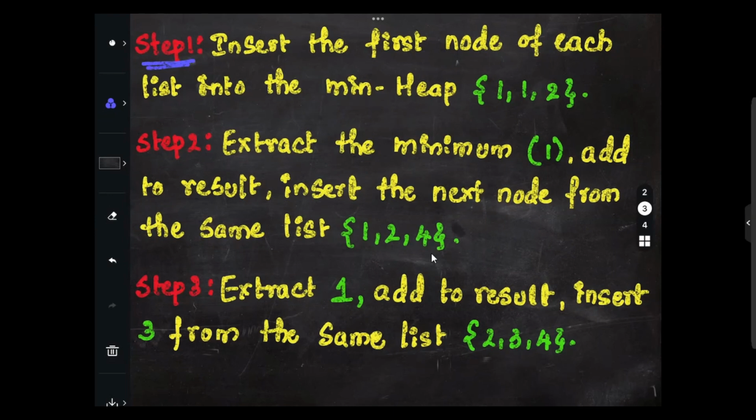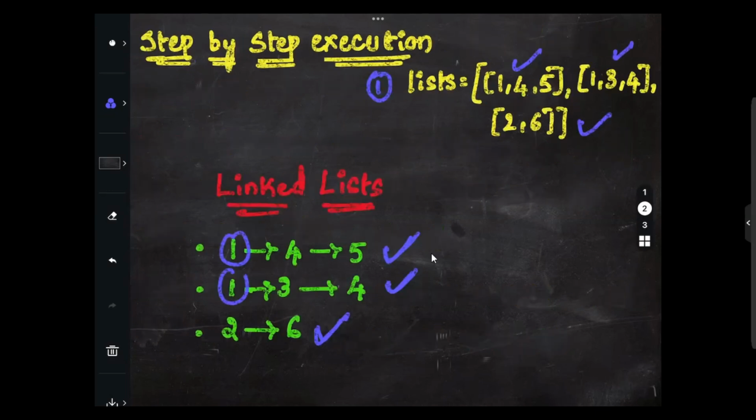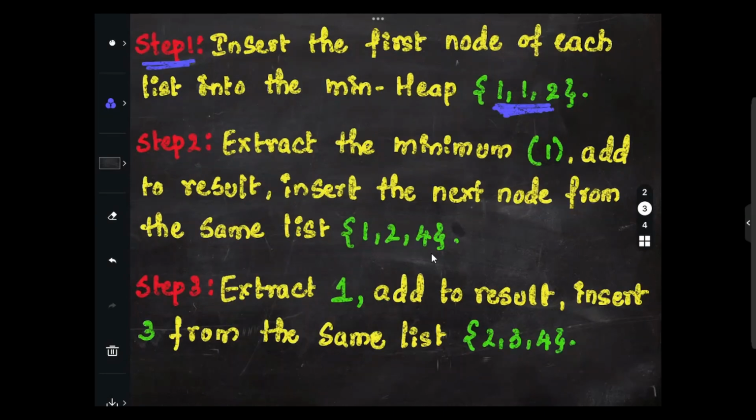Just keep this in mind. We will insert the first node of each list into the min heap. The first node of each list means 1, 1, 2. So that's what we have now. Just imagine that we have already inserted the first node of each list into the min heap. Now it becomes 1, 1, 2.